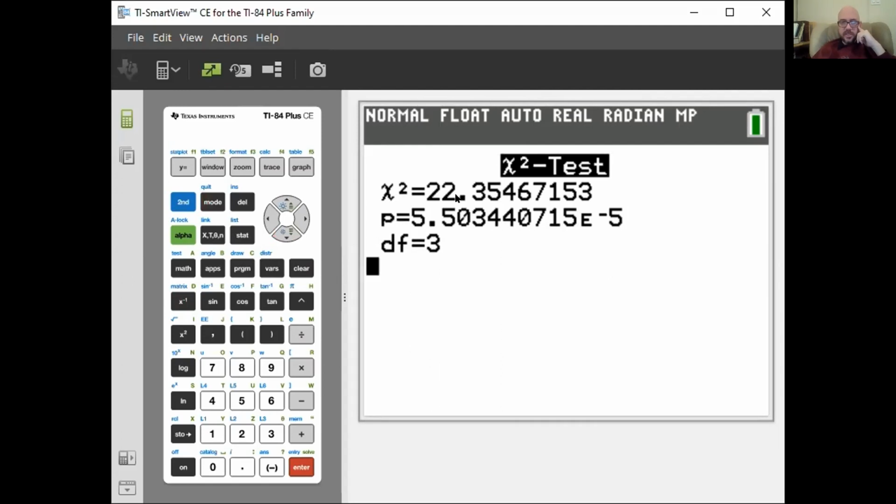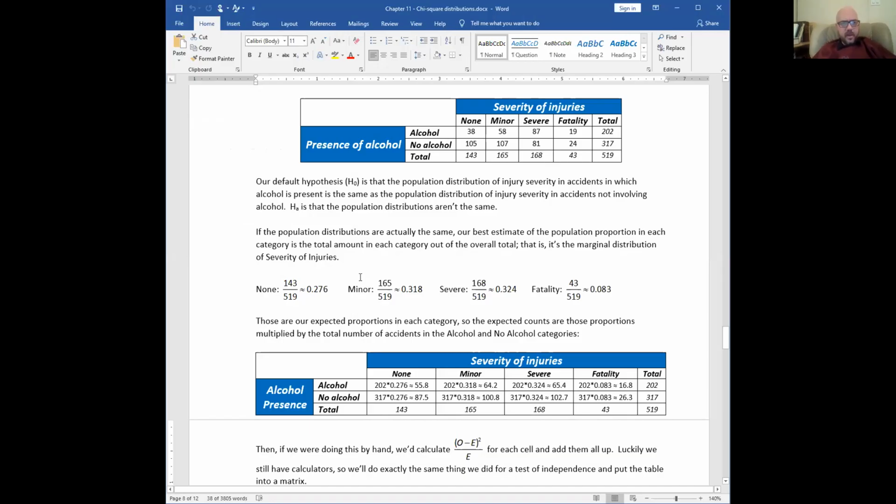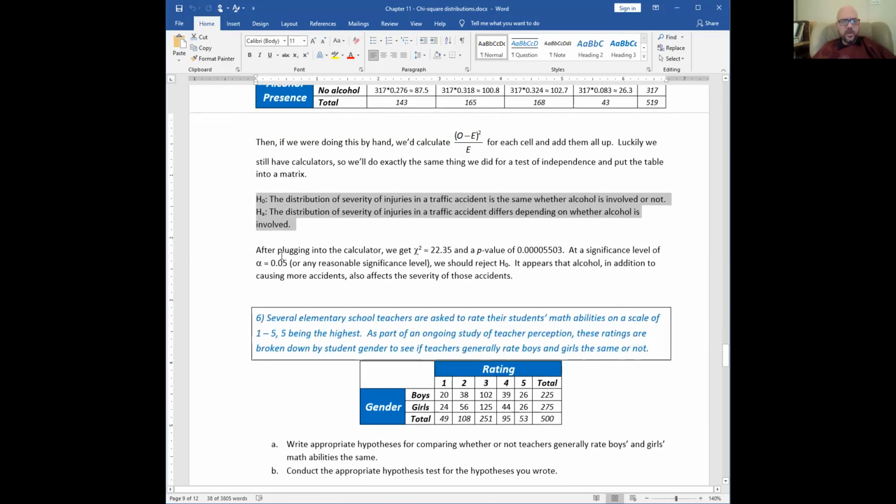So yeah, this is some pretty strong evidence. P-value 5.5 times 10 to the negative 5. This is some pretty strong evidence that we're going to be rejecting the null hypothesis. That is to say, let's flip back and see what that says. That is to say that we think that there is a difference in severity of injuries, right? We think that the null hypothesis is not correct, and instead we think the alternative is correct. Distribution of severity of injuries in a traffic accident differs depending on whether alcohol is involved or not. Right? And you can see we got those things. I've typed them out, wrote them out before.